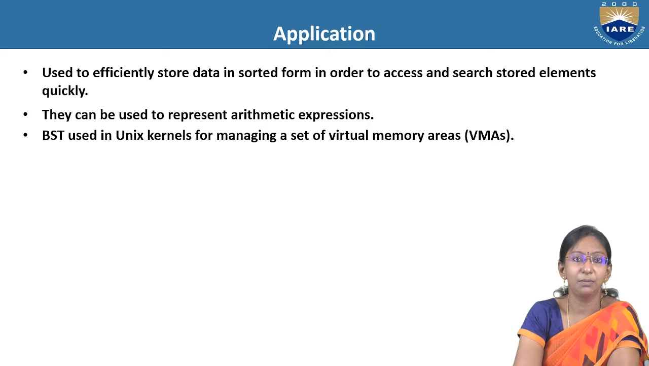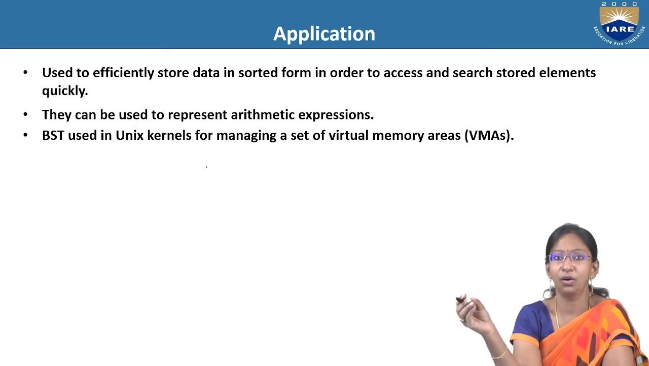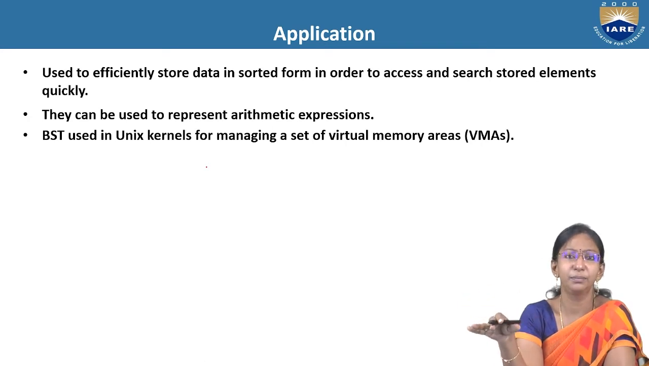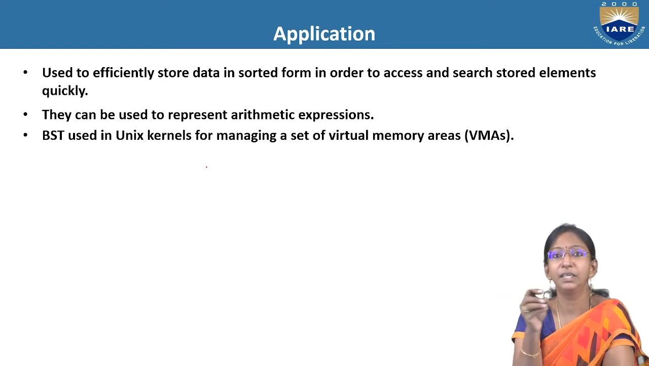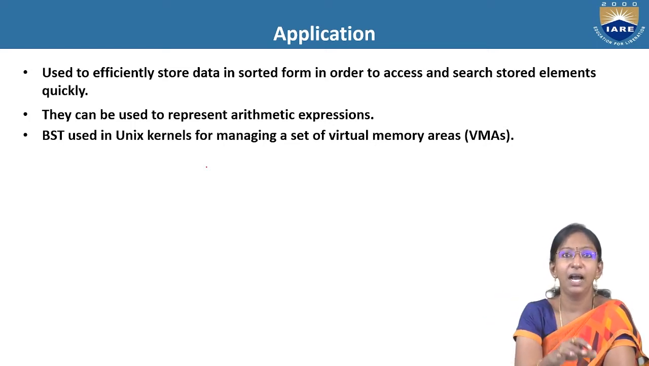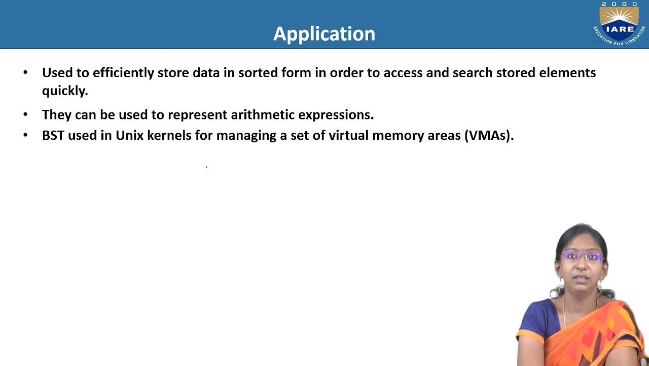So what are the basic applications? If you go for in-order traversal of a binary search tree, you will get the data in ascending order. It is very helpful in representing arithmetic expressions and storing data if the data is sorted in nature. And it is used in the Unix kernel for managing virtual memory, to create virtual memory. BSTs are used in the Unix kernel. These are the major applications of BSTs.